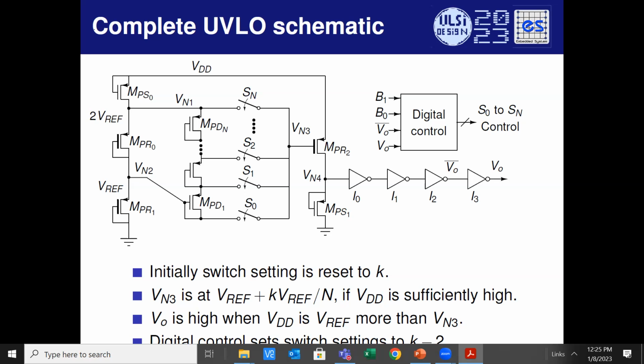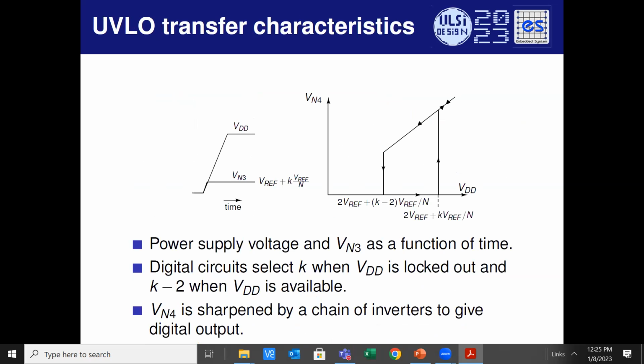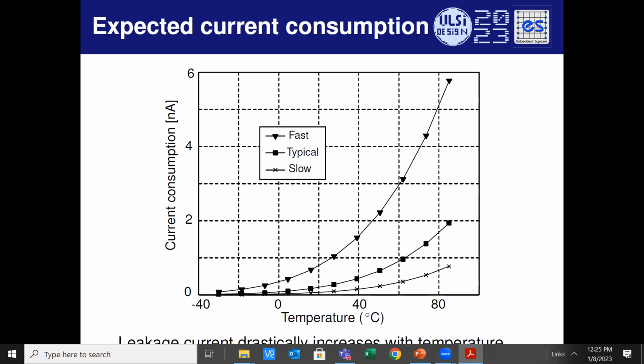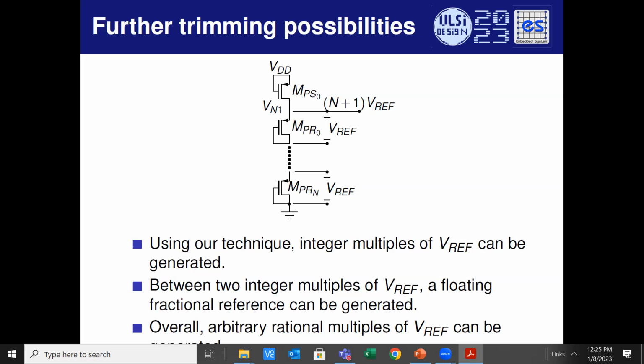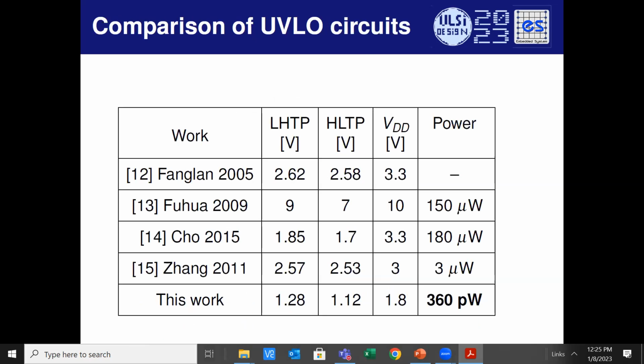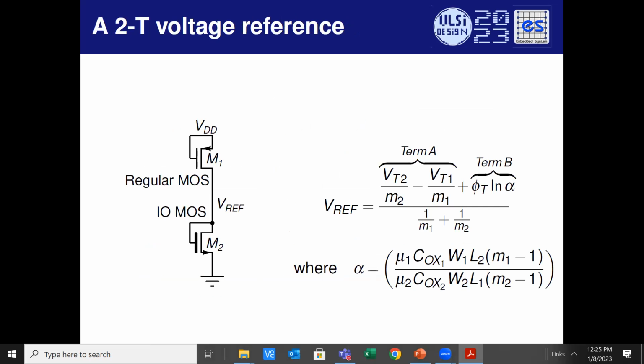All right. So last few slides. This is measured results, high to low trip point, and so on. These are all measured results of the chip. You have a lot of trimming possibilities with this. You know, one-time trim, per wafer trim, all of that can be done.